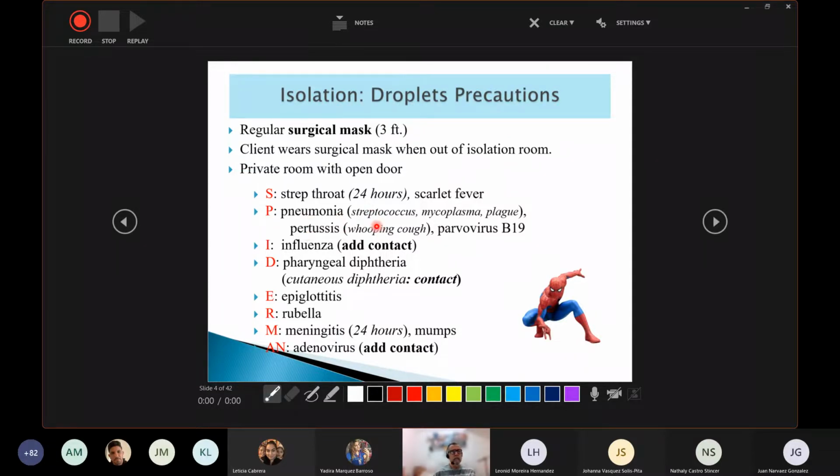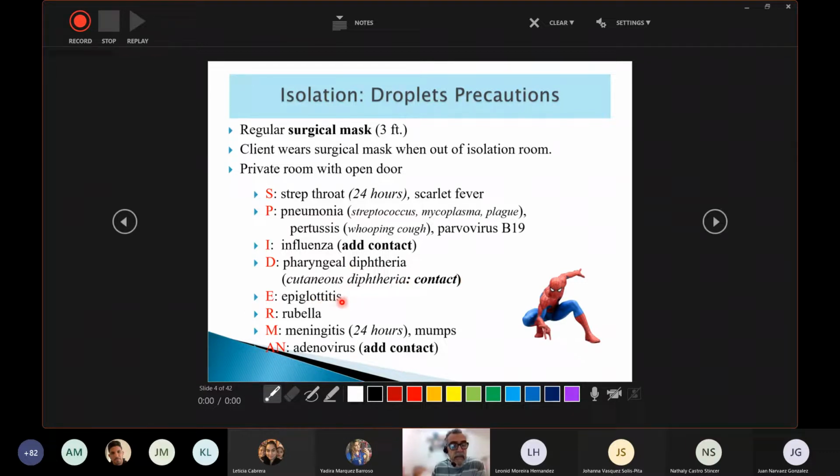Remember that it is covered by the DTaP, the same vaccine that covers diphtheria. Parvovirus B19, I put that there because it also starts with P, is the virus that produces fifth disease. I don't think it's going to be tested, I've never seen it tested, but it's just in case. I is influenza, but please, influenza adds contact. This is diphtheria, but the pharyngeal or laryngeal diphtheria. The cutaneous diphtheria is only contact.